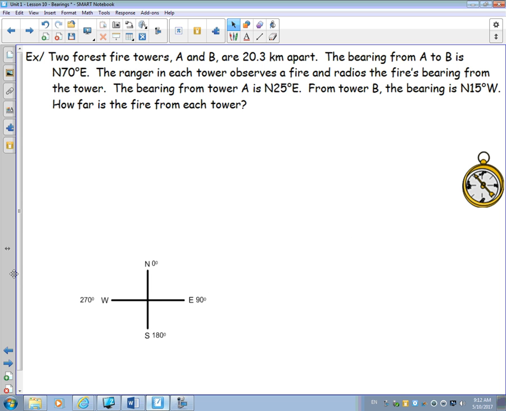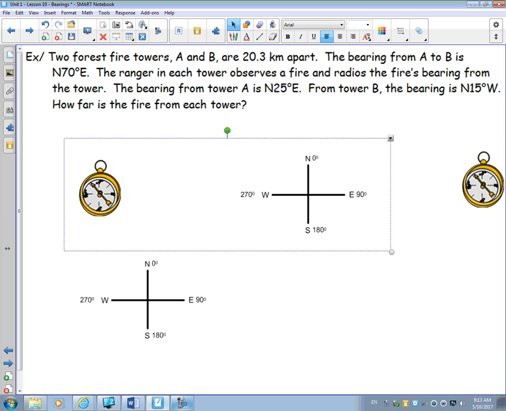What do we got here? The ranger in each tower observes the fire and radios the fire's bearings from the tower. The bearing from tower A is north 25 east, from tower B, north 15 west. How far is the fire from each tower? So I look at this and I say I got 3 bearings. In fact, I've got bearings from A to B. So the 2 towers aren't beside each other. They actually have a bearing between them. So I'm going to need another compass.